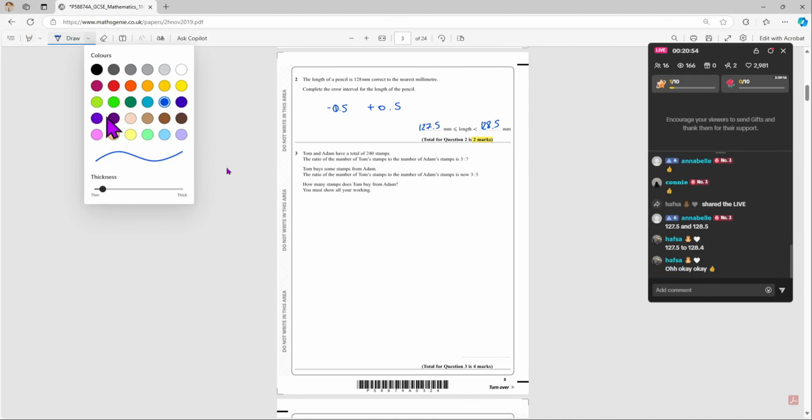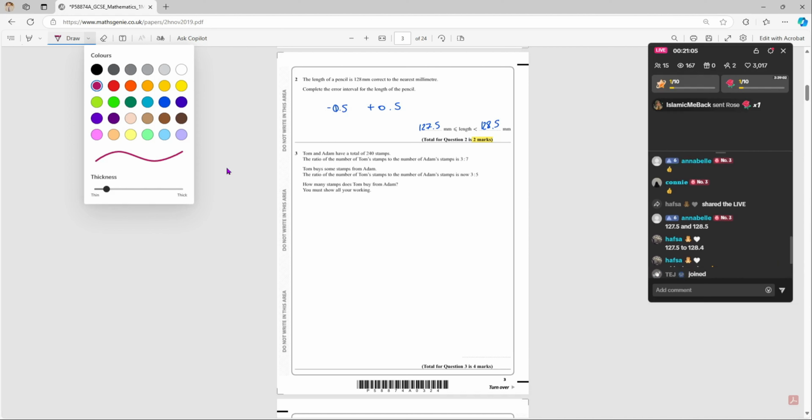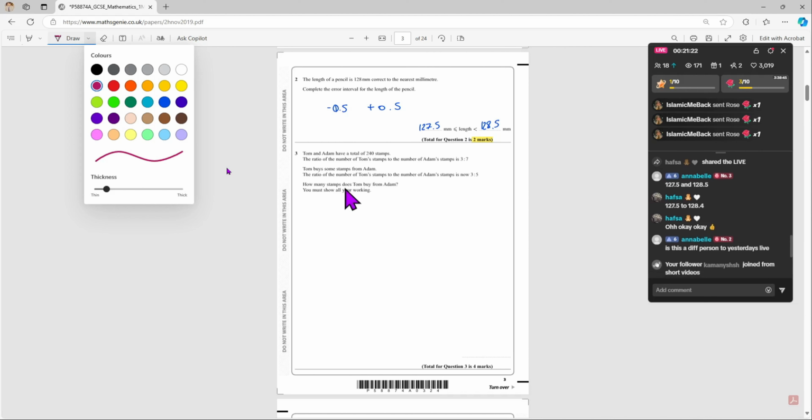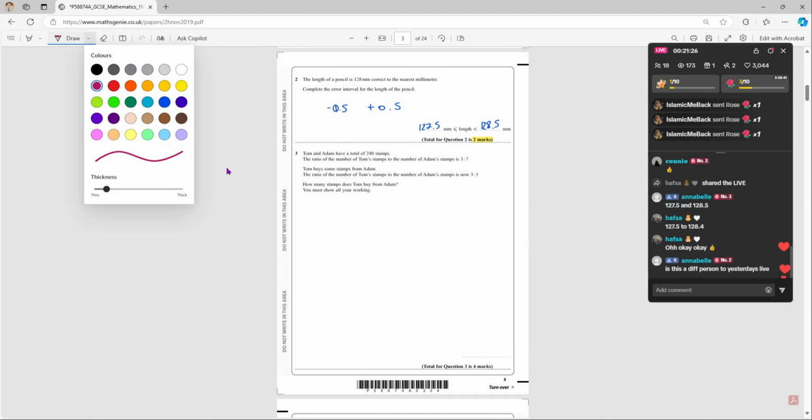So now, question number 3. Tom and Adam have a total of 240 stamps. The ratio of the number of Tom's stamps to the number of Adam's stamps is 3:7. Tom buys some stamps from Adam. The ratio of the number of Tom's stamps to the number of Adam's stamps is now 3:5. How many stamps does Tom buy from Adam? You must show all your working.